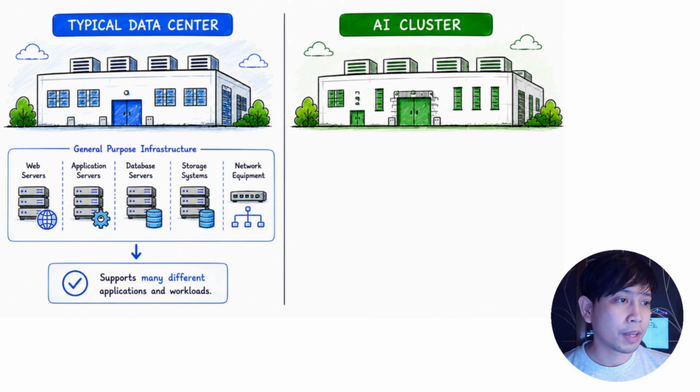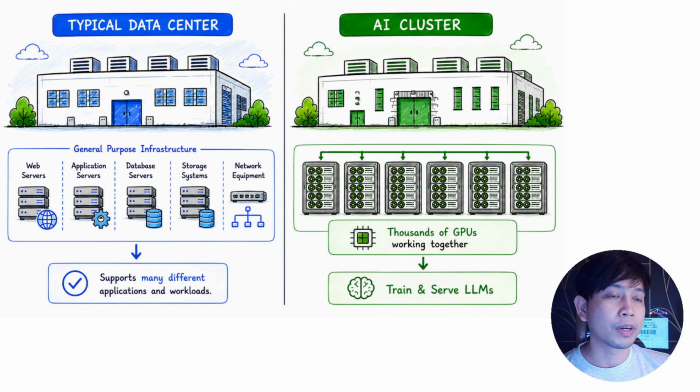An AI cluster, on the other hand, may contain thousands or even tens of thousands of GPUs that are connected and working together as a single compute system. And this system is purposely built, of course, to train and serve LLMs to millions of users around the world. So next time you prompt ChatGPT or another model, you know that your request is being processed by one of these AI clusters. And that's it for this presentation.